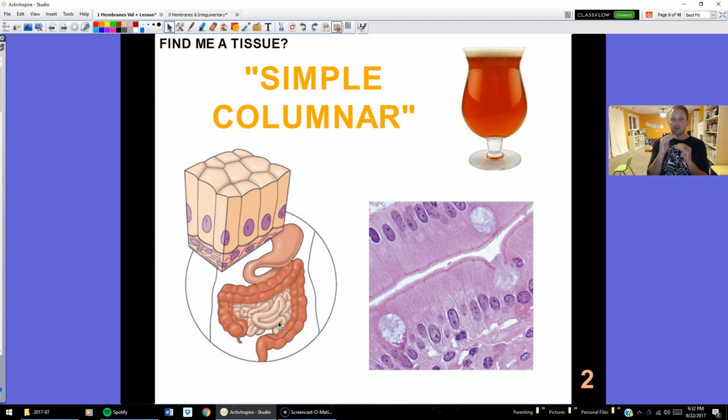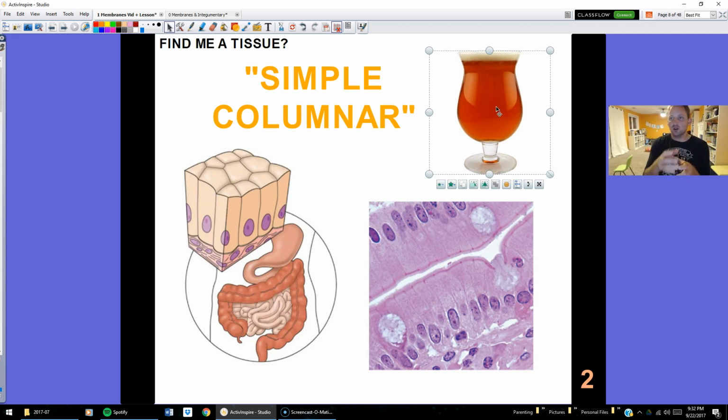You have just one layer. It's a real simple layer, but it produces this frothy mucus at the top. I almost think of it like a tall glass with froth on the top. I'm not a huge beer guy or alcohol guy, but that just made me think of it. It's a tall cell that produces this mucus, helps you break down food. So that's another tissue type that's found in the mucosa.